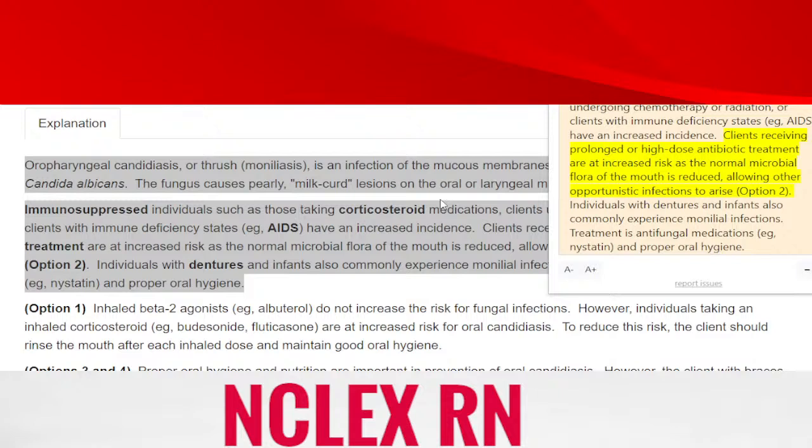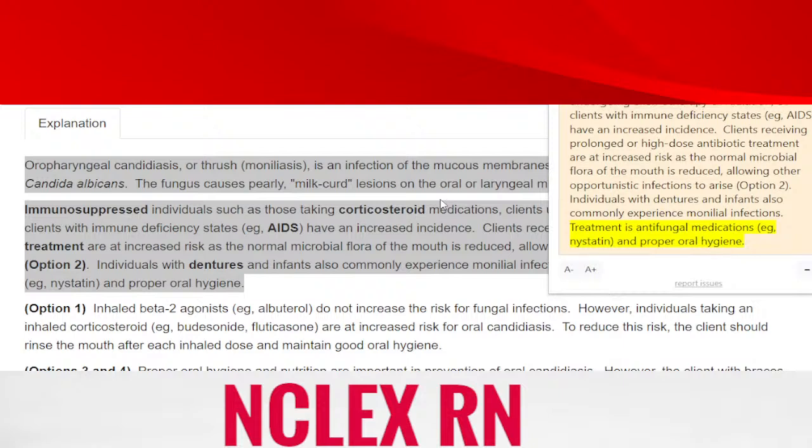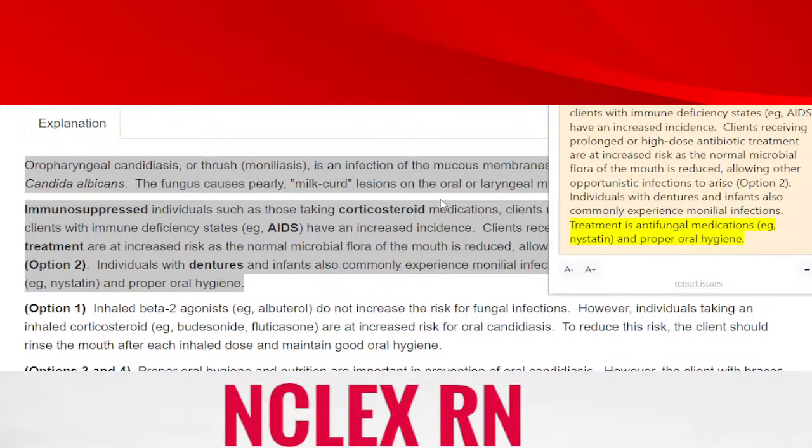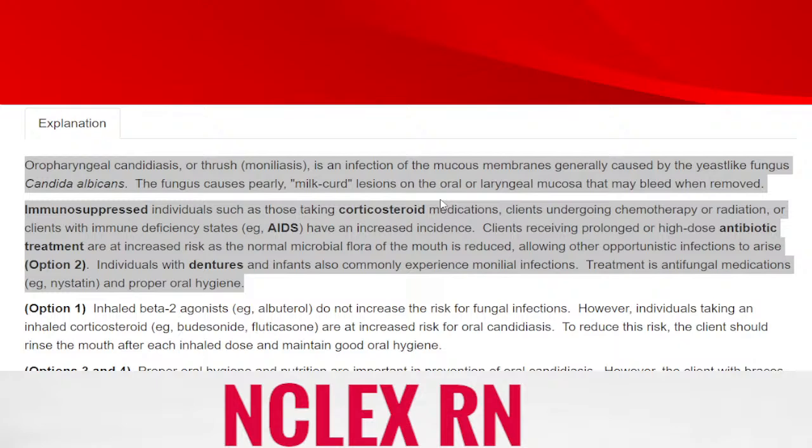Clients receiving prolonged or high-dose antibiotic treatment are at increased risk as the normal microbial flora of the mouth is reduced, allowing other opportunistic infections to arise. Option 2. Individuals with dentures and infants also commonly experience fungal infections. Treatment is antifungal medications, e.g., Nystatin, and proper oral hygiene.